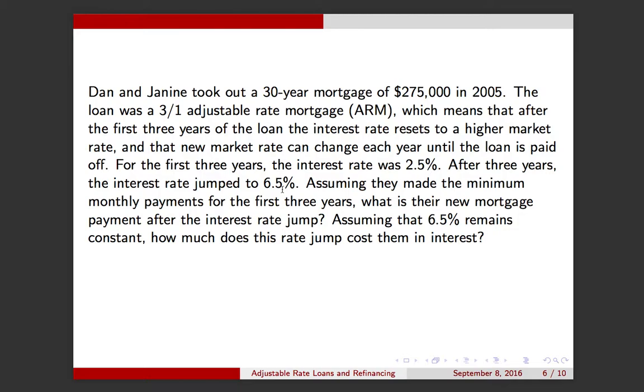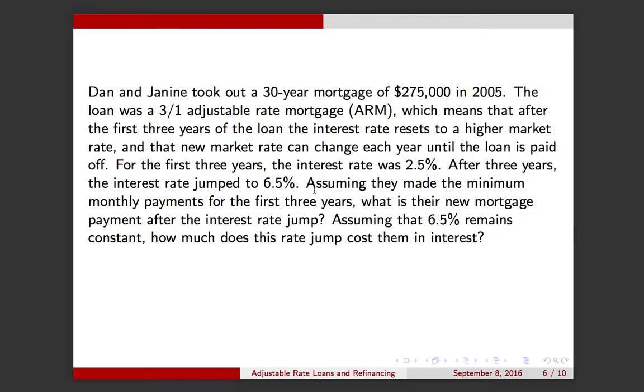Okay, so given all this, there's some questions we can ask. Assuming they always make the monthly minimum payment, what's their new mortgage payment after the interest rate rises? And assuming that 6.5% stays where it is, how much does this rate jump cost them? Presumably it costs them some, right? So the question is how much? So to answer a question like this, there's no formula you will use.